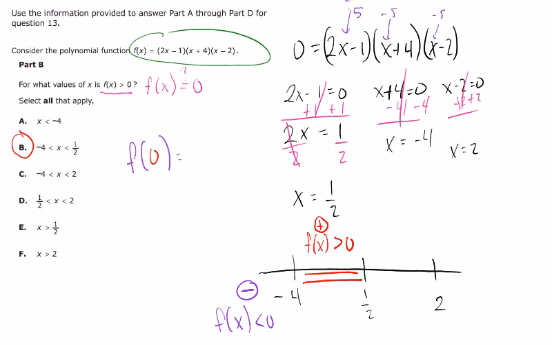Alright? And the way we got that is by plugging in something in between these two, which we had done on part A, because we plugged in 0 and we got 8. So we knew that f of 0 equals 8, and therefore f of x is greater than 0 in that interval.